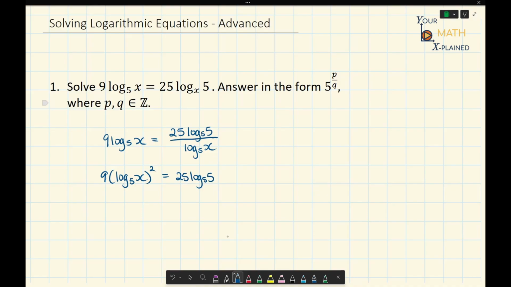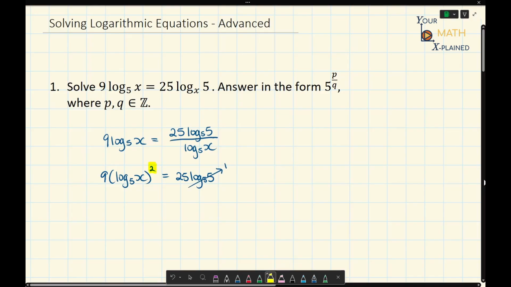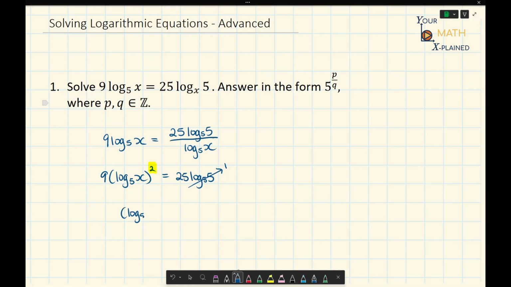But log base 5 of 5 is just equal to 1. And notice how we have a squared on the left-hand side. But that squared applies to the log as well, therefore the power rule does not apply here. So what we're going to do is divide both sides by 9, so then on the left-hand side we get log base 5 of x, all squared, is equal to 25 over 9. And now we can go ahead and square root both sides.